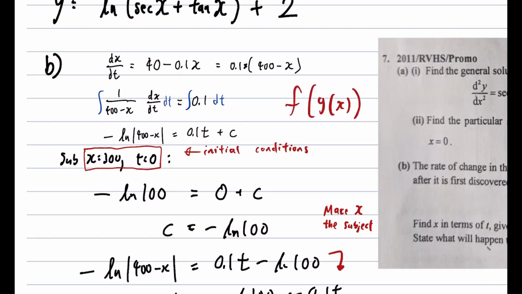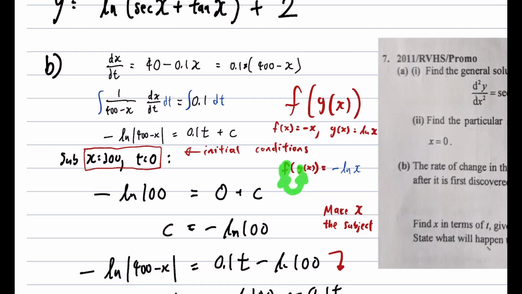Like for example, f of g of x. Let's say f of x is negative x, g of x is ln of x. So what is f of g of x? Negative ln x. Exactly. So what's my outer function here? I will call it the f, right? Because it's outside. Then what's inside the f?